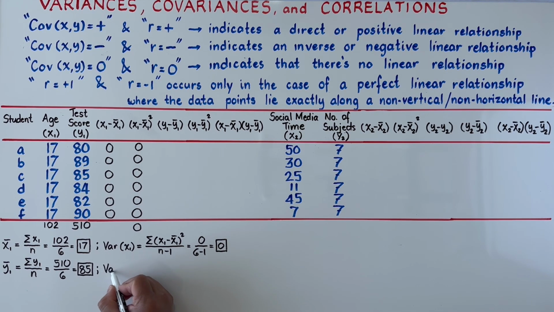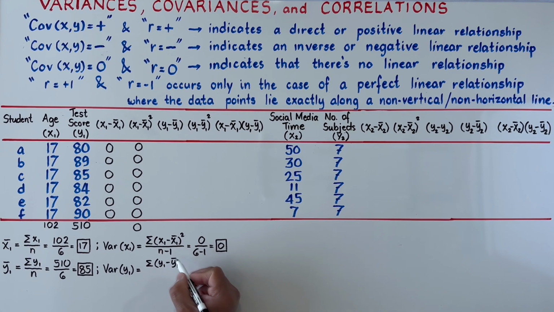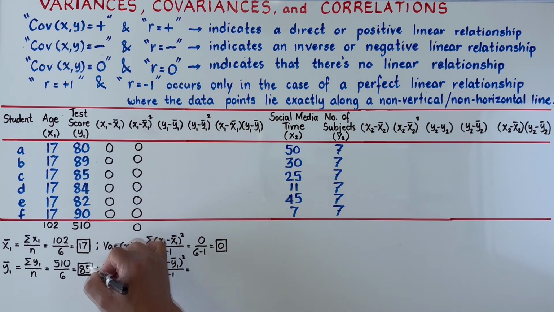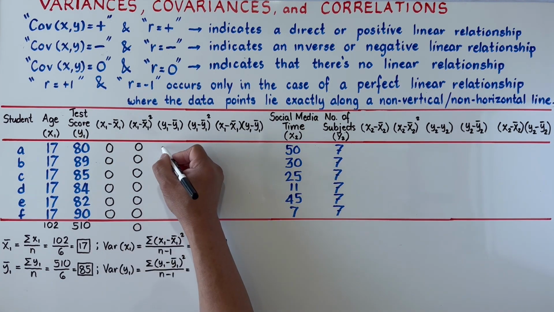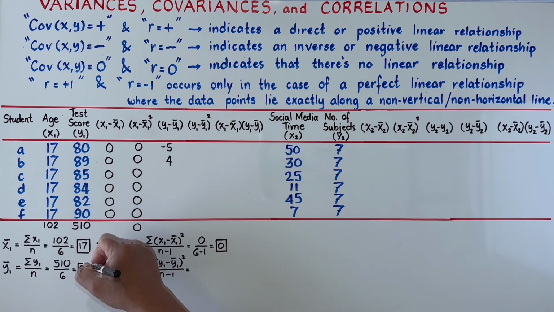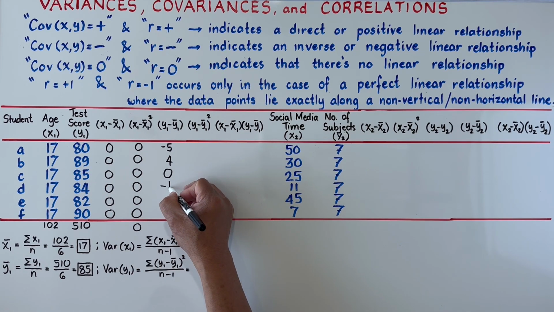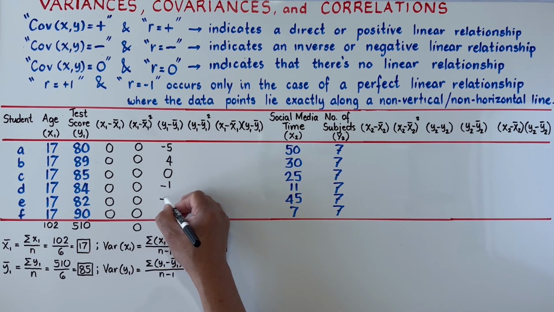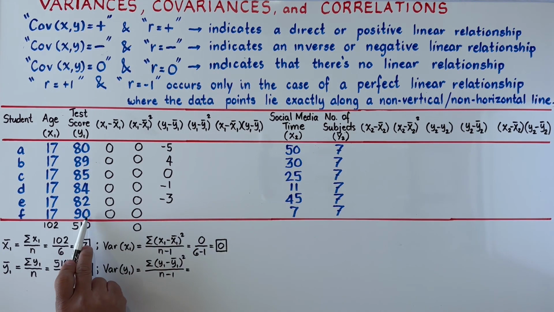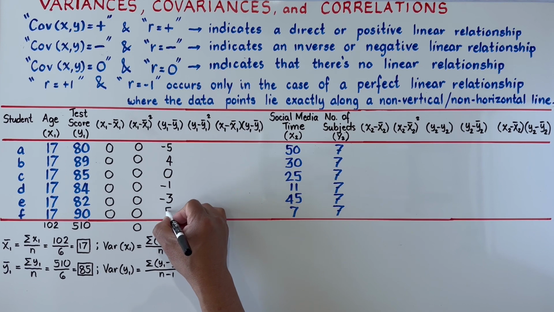We can also find the variance for the variable y sub 1, because this is the summation of y sub 1 minus its mean, quantity squared, divided by n minus 1. To get this, we need to subtract every y from its mean. So 80 minus 85, that's negative 5. 89 minus 85, that's 4. 85 minus 85, that's 0. 84 minus 85, that is negative 1. 82 minus 85, that is negative 3. And 90 minus 85, that is 5.